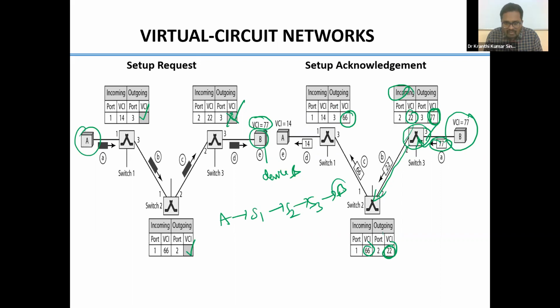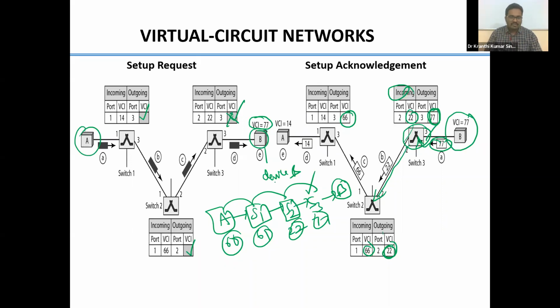So B identifier, it is connection oriented. B's virtual circuit identifier 77 is available with S3. S3 knows who B is. And the virtual circuit identifier of S3 is how much? 22. That is available with switch 2. So switch 2 knows who S3 is. In the same way, the virtual circuit identifier 66 of switch 2 is available with switch 1. So by using these virtual circuit identifiers, I can recognize all my packets transmitted among which switches.